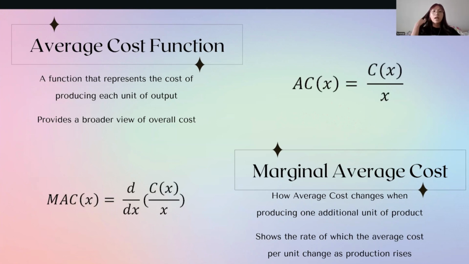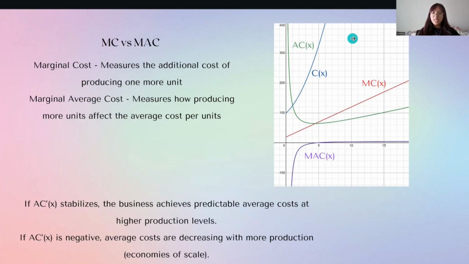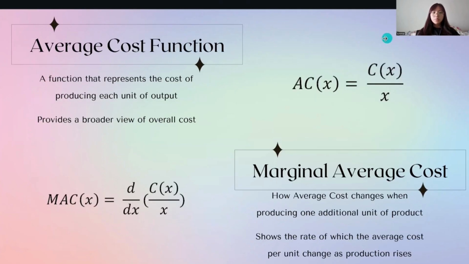Up next, let's take a look at the average cost function. The average cost function is a function that represents the cost of producing each unit of output. This provides a broader view of overall costs. The average cost function can be found intuitively by using the total cost function divided by the number of units produced, or C(x) divided by x.